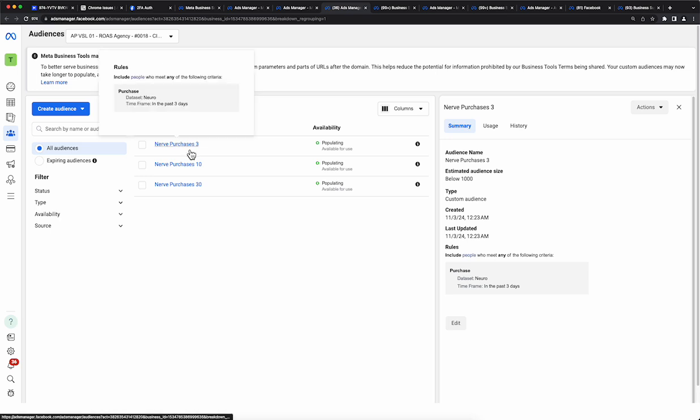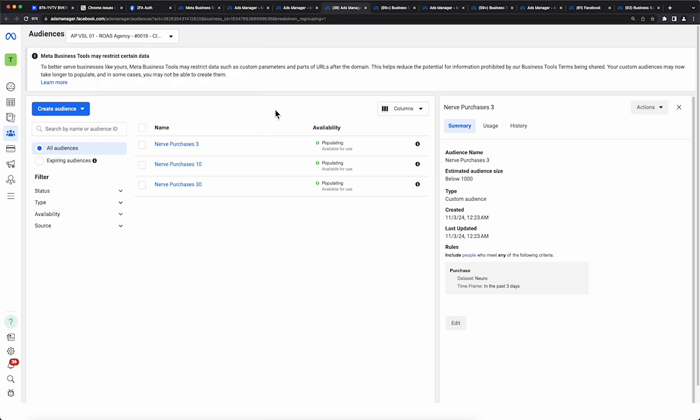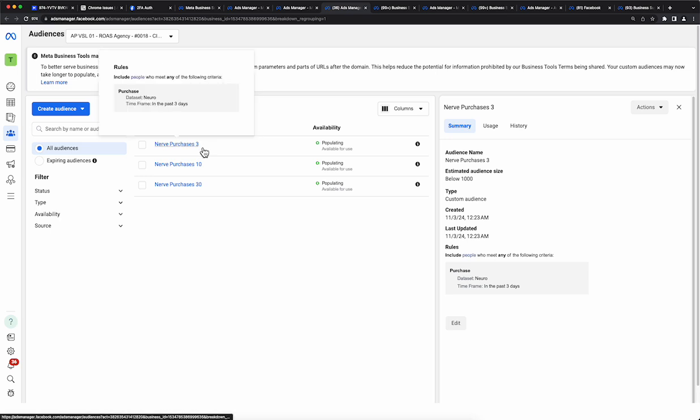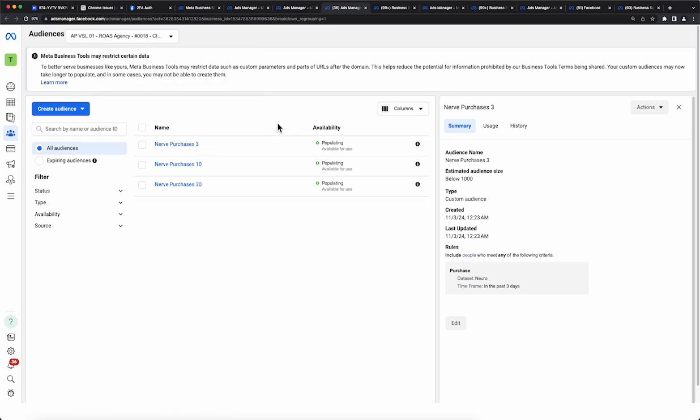Like, the person who bought today or yesterday is super in market, right? Their intent is super high. So building a lookalike and targeting a 1% lookalike of people who have bought in the last 3 days, that's a super high quality audience.